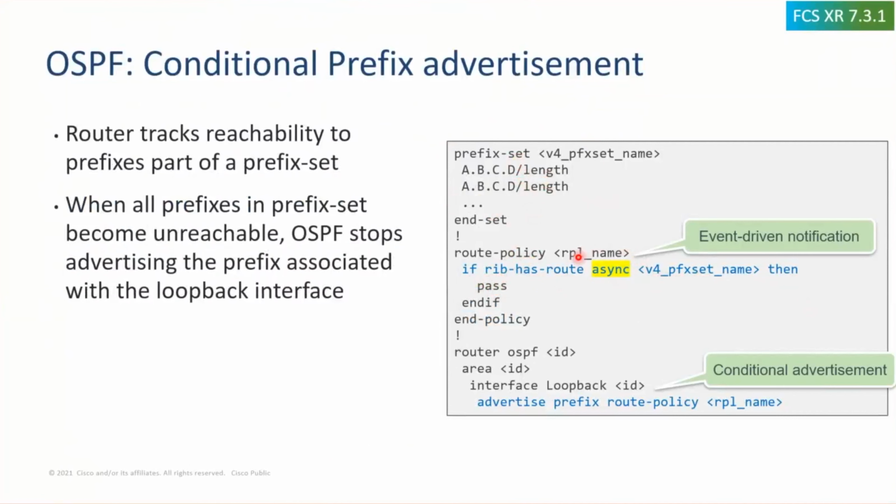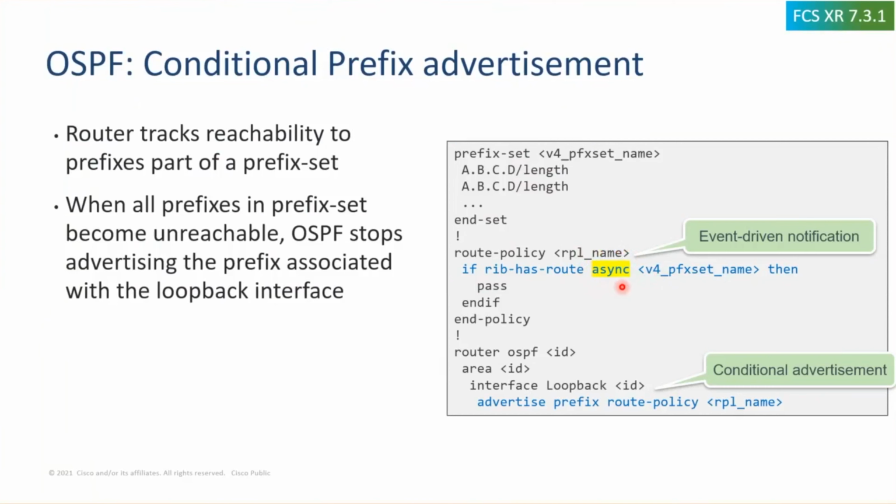You will notice that we have added a new semantics to the rib has route if statement, which is now the async clause. And this is very important because it will allow the clients to be notified based on events, event-driven. There are no timers where the clients are just going after the RIB. No, automatically when the conditions fail, the client will be notified, event-driven. And this RPL is going to be configured under OSPF, under the area, under the interface loopback that we would like to have the conditional advertisement.